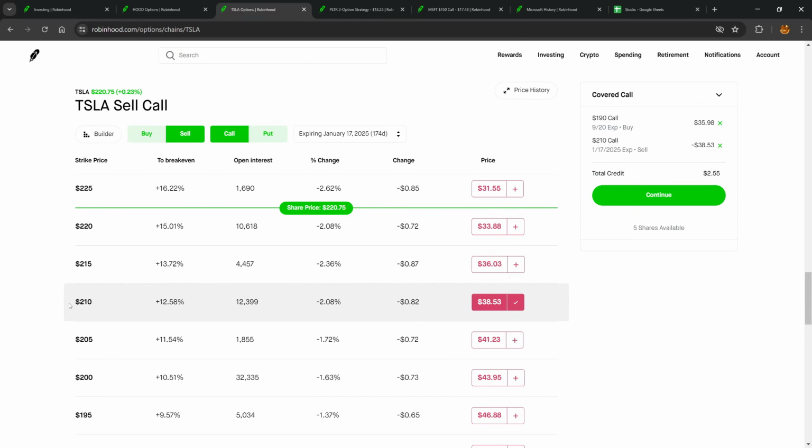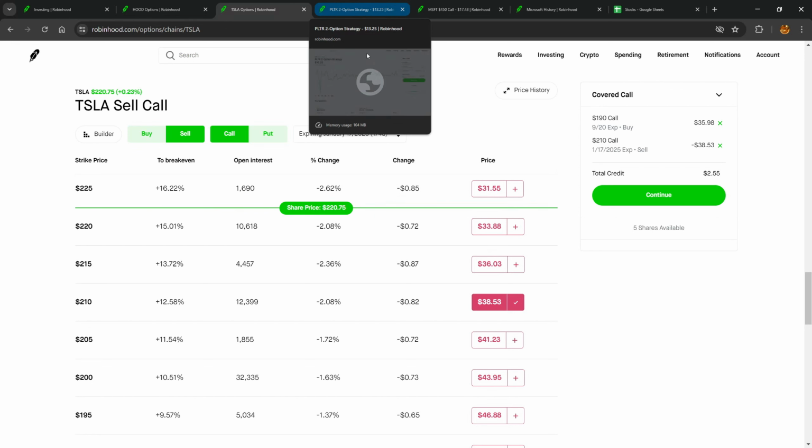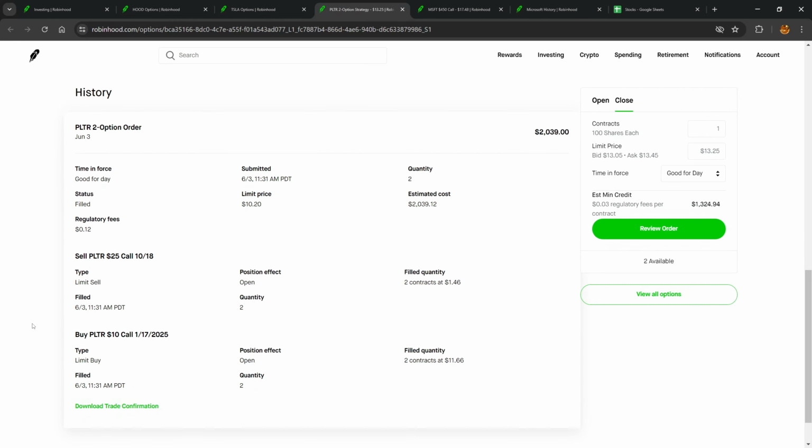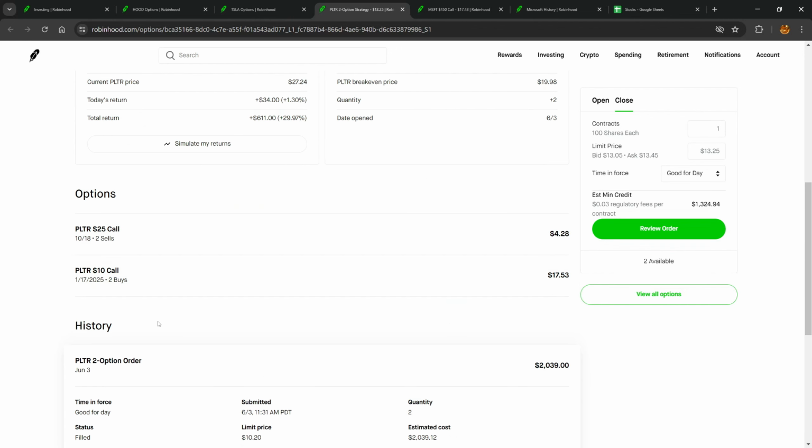So if I rolled over to the 210, you can see I will collect 255 and possibly another $20, because I'm no longer selling for 190. I'm going to sell for 210. Again, extrinsic value versus intrinsic value. It's absolutely amazing. You are basically selling time. I have more options on PLTR. I'm not going to go into details, but you can pause the video and take a look at the date and all the details here.